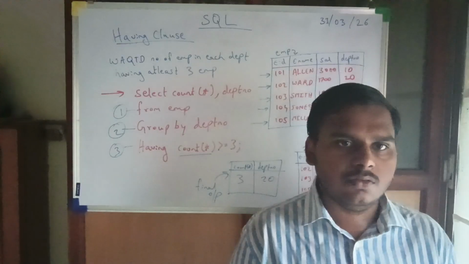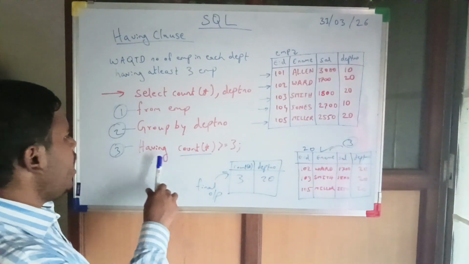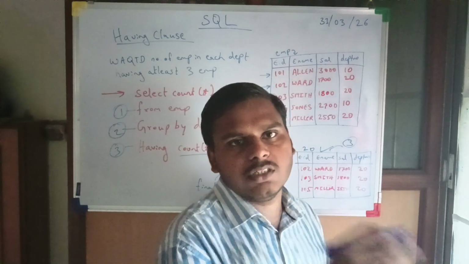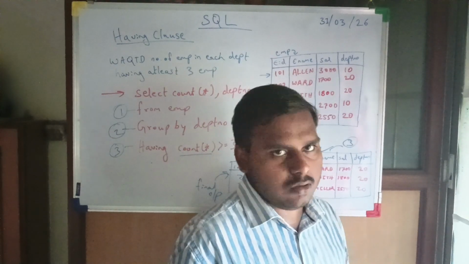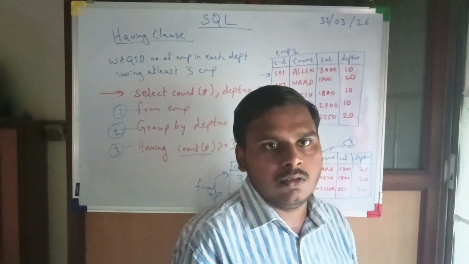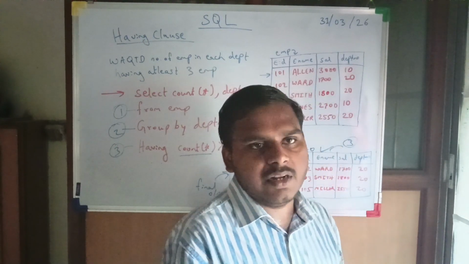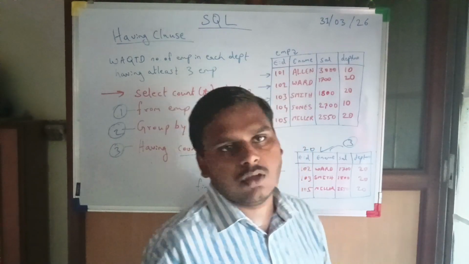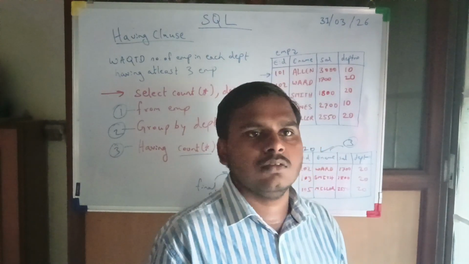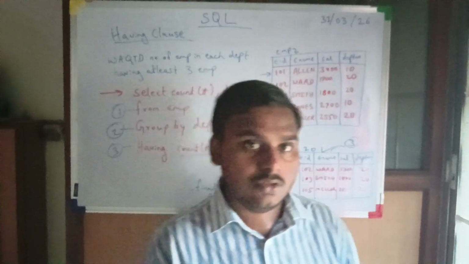These are two points. Can you tell me, will the HAVING clause work without the GROUP BY clause? If I don't mention the GROUP BY clause, will the HAVING clause work? No, it will not work, because the HAVING clause works on groups. First of all, groups need to be created. Without the GROUP BY clause, no group will be created. If no group is there, the HAVING clause will not work. So you can answer like this: WHERE clause can be executed without GROUP BY clause also, but HAVING clause will not execute without GROUP BY clause.